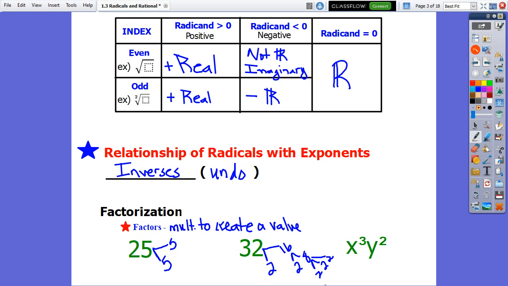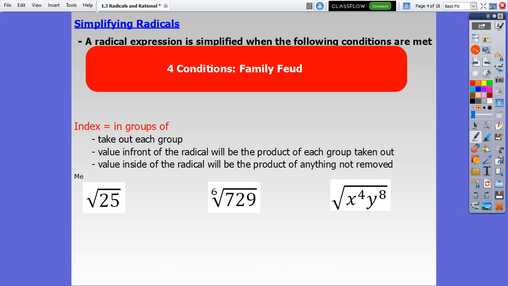When we talk about variables, the exponent sort of tells us what it's made up of. We have 3 x's, and then we've got 2 y's. And so that's the long way of writing it out. So the variables are a little easier because of the exponents. Okay, now why we're doing that is we may have to simplify these radicals through taking groups out.